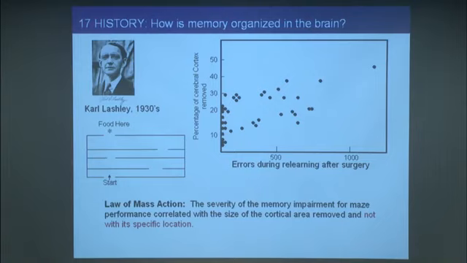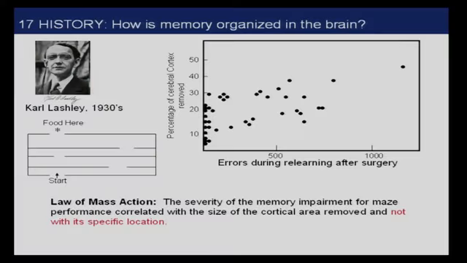So he couldn't find a particular location. The biggest relationship seems to be the size of the lesion that is causing the most errors during surgery, the errors after surgery. So after surgery, they got these various sized lesions and various placed lesions, and they got put back in the maze, and their timing was tested again.